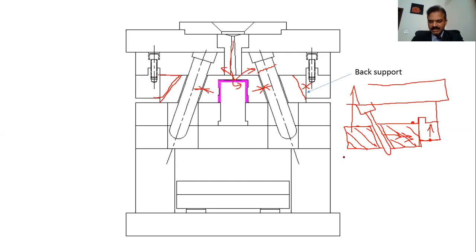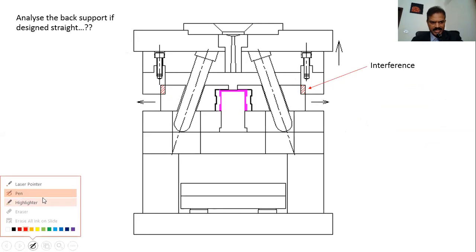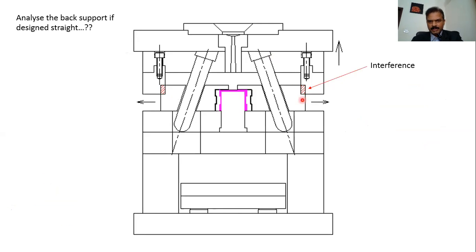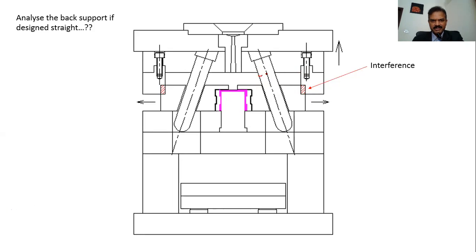Hope this is understood. Let's examine this. If the back support is designed straight, what is going to happen is when the finger moves up, the slides immediately will try to move back out, but it won't be able to move out because there is something standing in its way. So definitely the finger is destined to break. Fingers are destined to break, right?